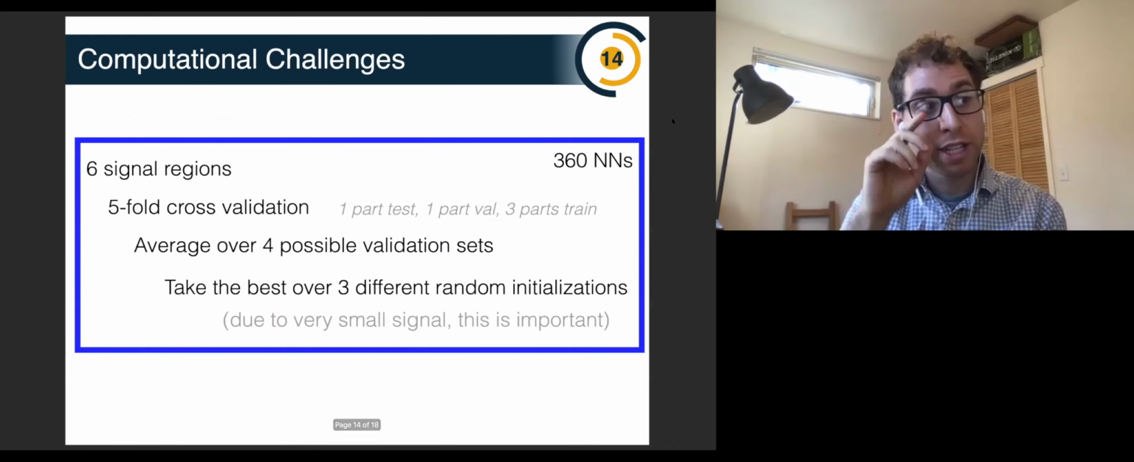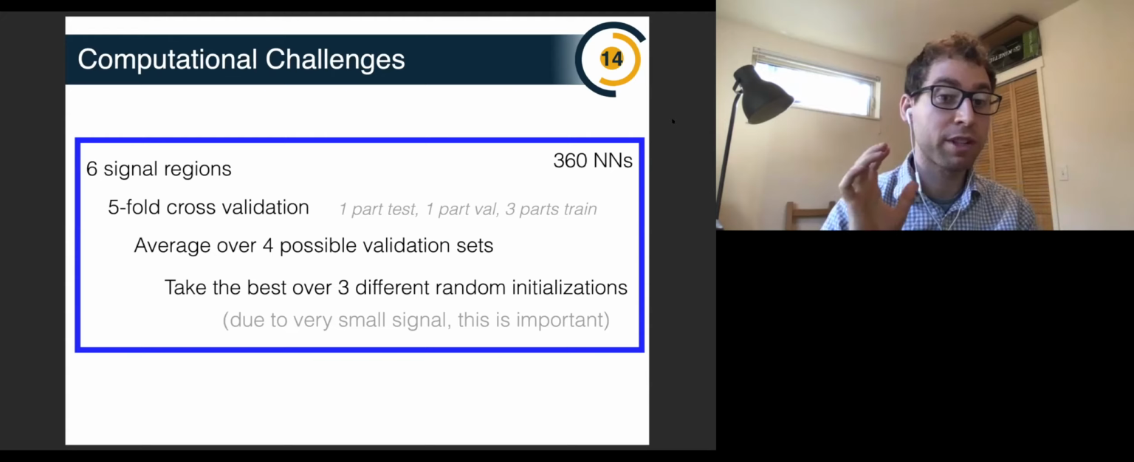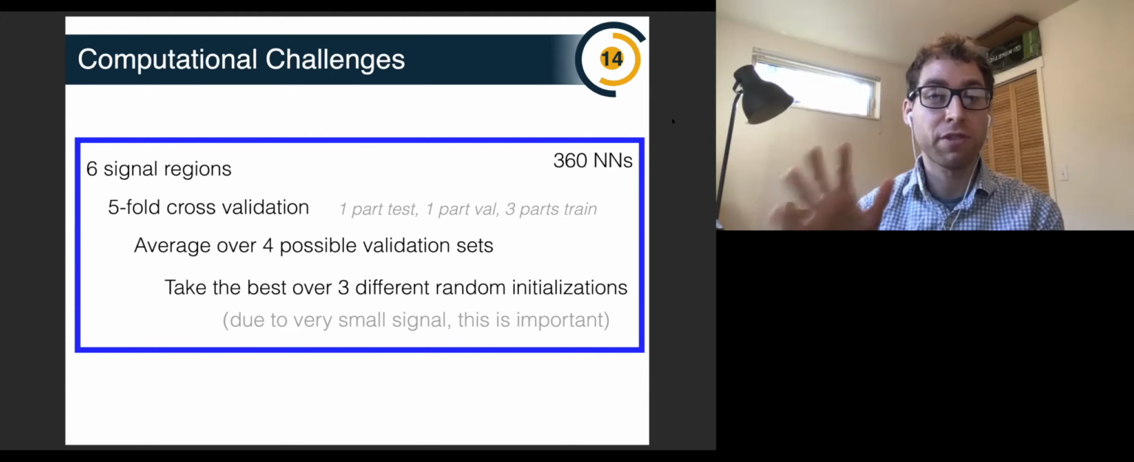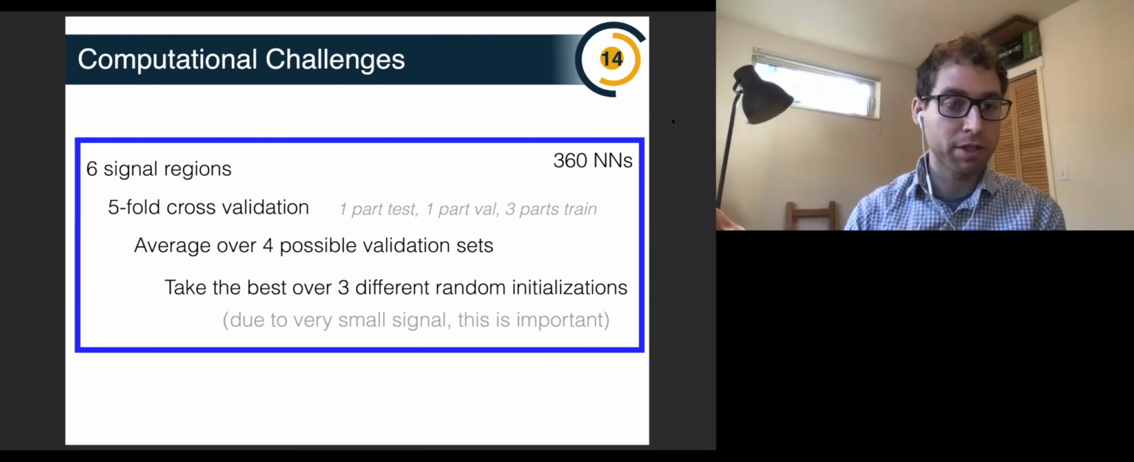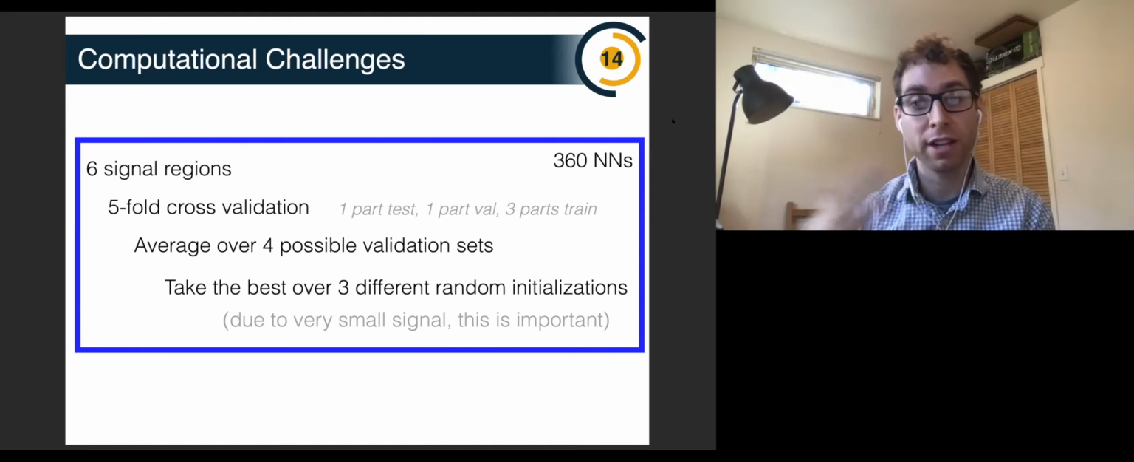But very briefly, in the minute that I have left, I just want to say something about the computational challenge. As I mentioned, it's a totally data-driven event selection, and so you need to train a lot of neural networks. For every signal region, as we scan from left to right, there's some standard cross-validation that's done. This is done in part to use all the data.